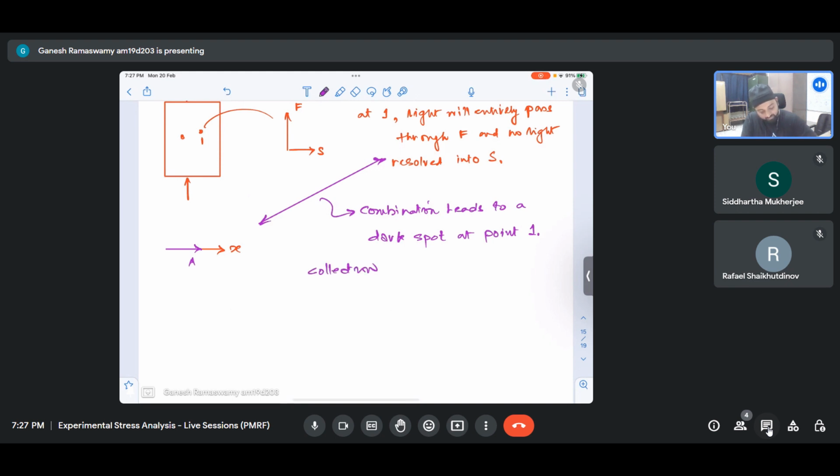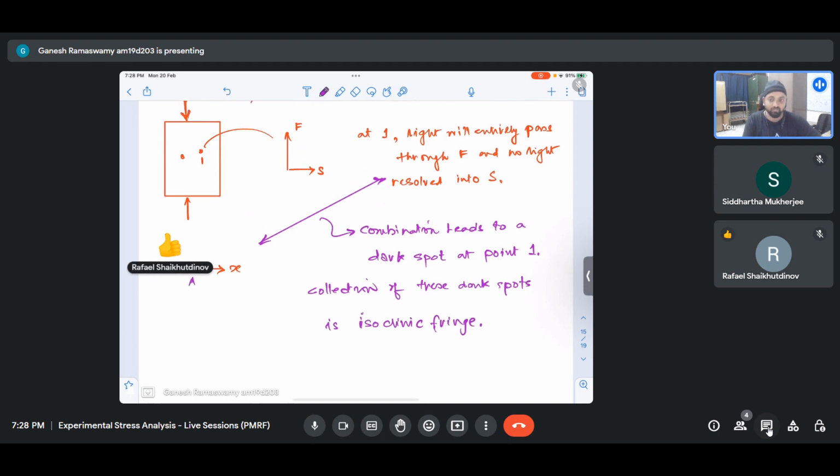So the collection of these dark spots is isoclinic. Isoclinic fringe, because it won't be that there is one point where the angle is exactly so and at the next point the entire light would pass. It will be a band, so we won't be able to decipher, so it will be a wide band instead of a central fringe. So this is called an isoclinic fringe. I hope that I clarified that.